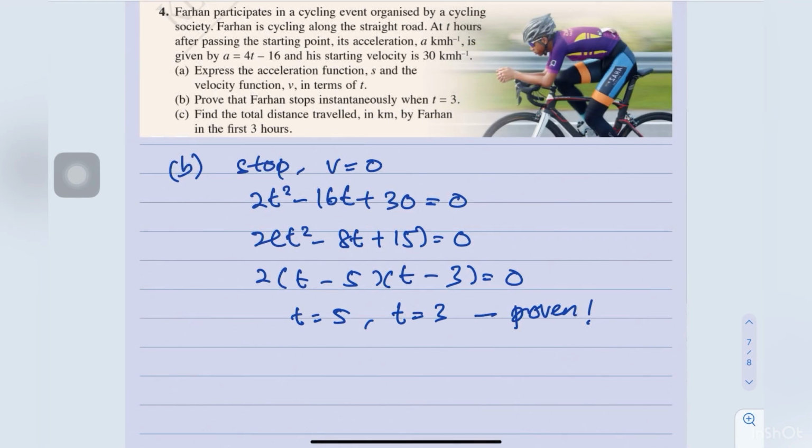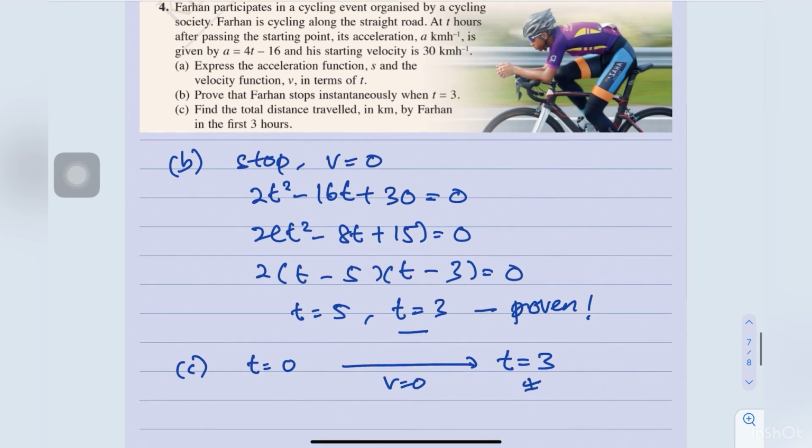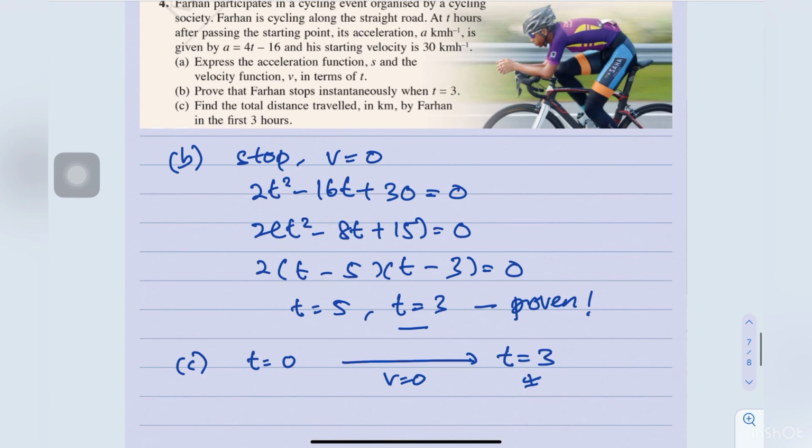Question C. Find the total distance traveled in kilometers by Farhan in the first 3 hours, meaning from t equals 0 to t equals 3. To find the total distance, we need to test v equals 0. We already have v equals 0 at t equals 3, which is just at that time, so it does not affect the movement of Farhan.